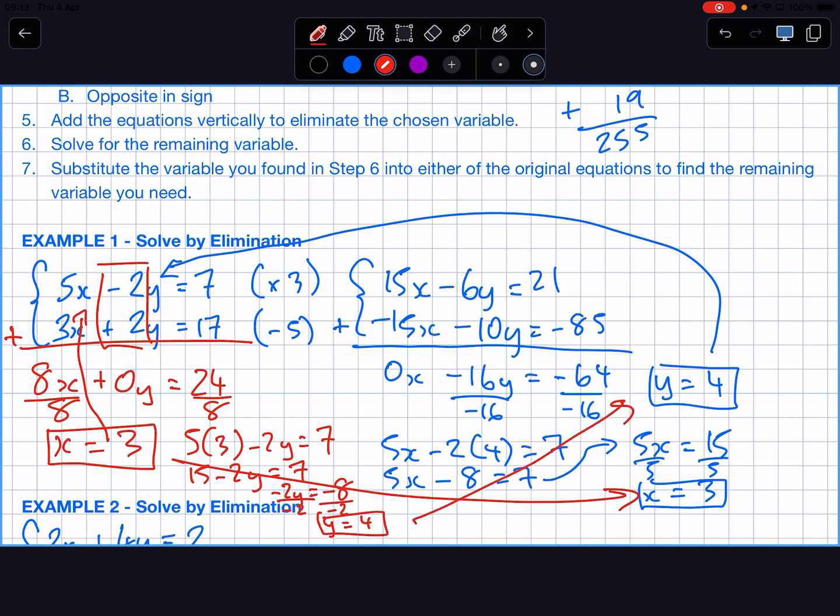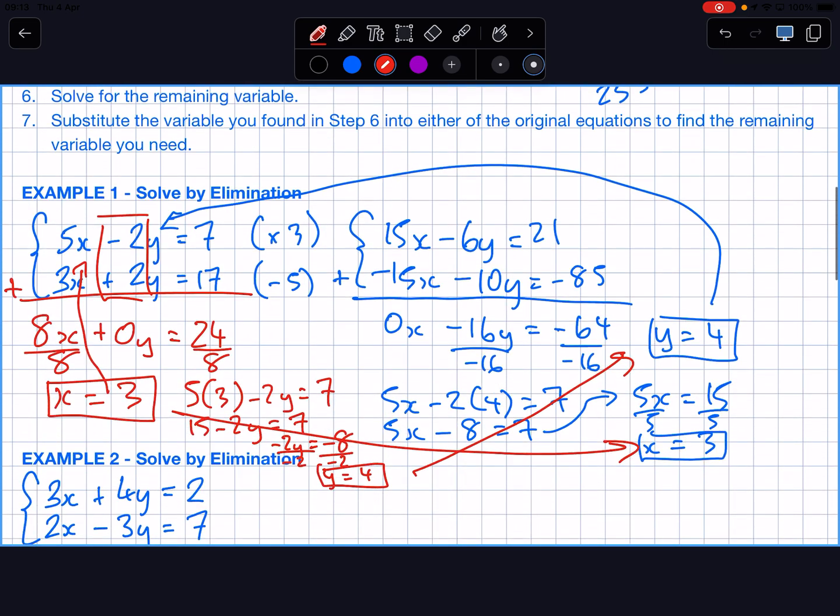So what I'd encourage you to do, these are the steps, but think about it so you do less work. I'll give you some writing time to get that example done.